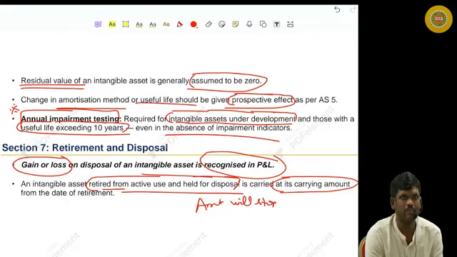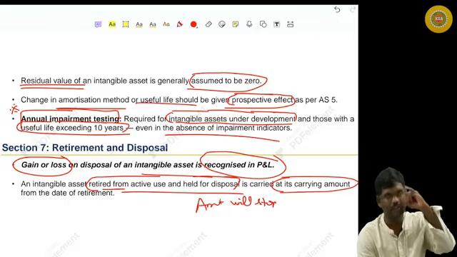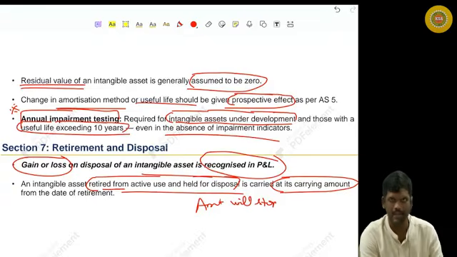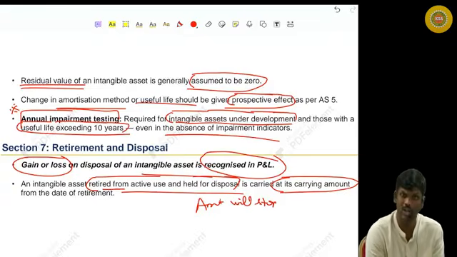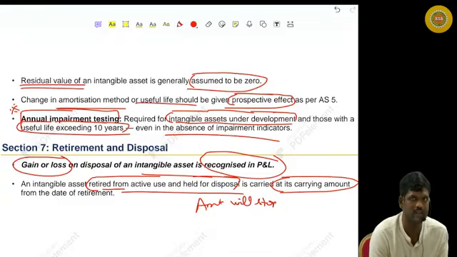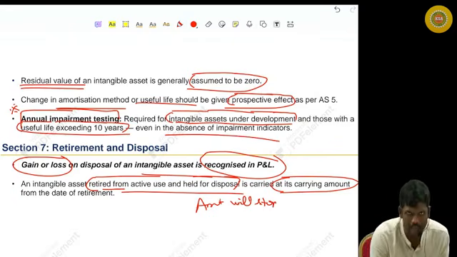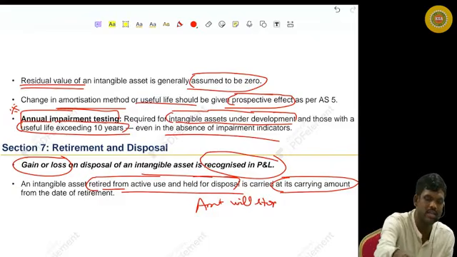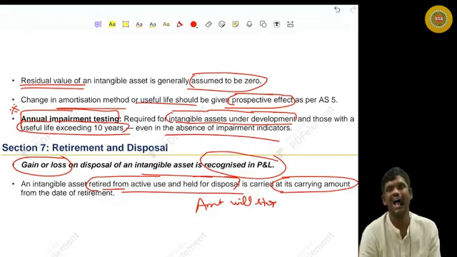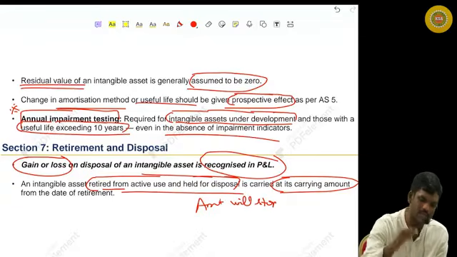If you see from the perspective of concepts, something that is different in AS26 is the definition of intangible asset, research phase and development phase, and the fact that there is no revaluation model in AS26, it is only cost model. And amortization, we have certain differences. Useful life maximum 10 years, residual value generally will be taken as 0. And for intangible assets under development and intangible assets where the life is taken as more than 10 years, for these assets we have to do annual impairment testing. Hope this is very, very clear.